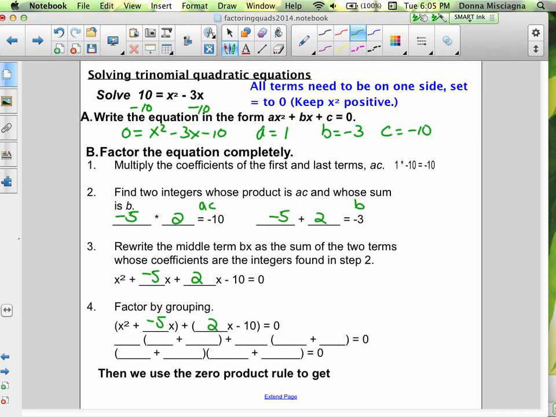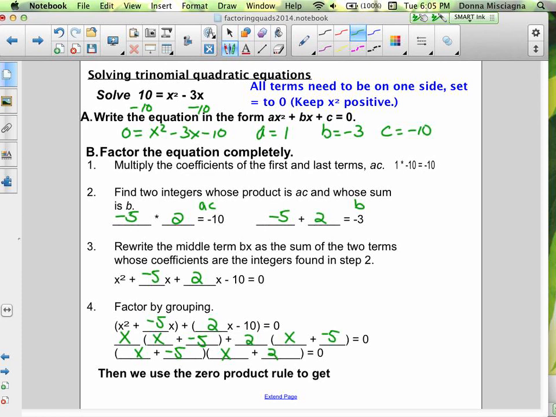All right, greatest common factor for x squared and negative 5x is an x. X squared divided by x is x. Negative 5x divided by x is a negative 5. Greatest common factor for 2x and negative 10 is a 2. 2x divided by 2 is x. And negative 10 divided by 2 is negative 5. So that repeating x minus 5 is one factor. And what we pulled out, the x plus 2, is the other.